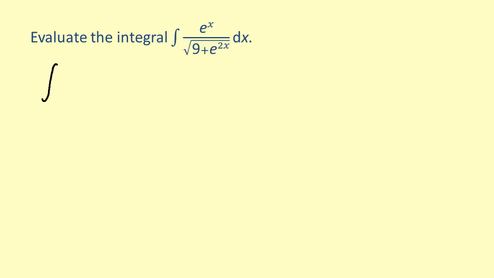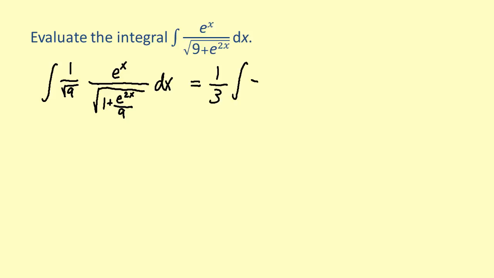So we get the integral of 1 over the square root of 9 times e to the x over the square root of 1 plus e to the 2x over 9 dx. Let's simplify and slightly rewrite the denominator. We can rewrite this as 1/3 times the integral of e to the x over the square root of 1 plus the quantity e to the x over 3 squared dx.